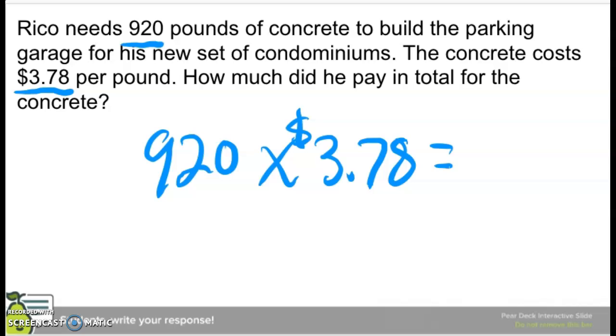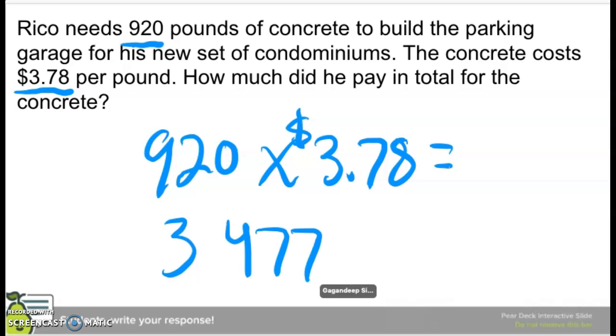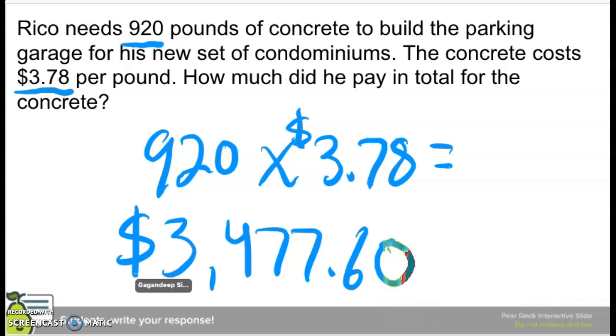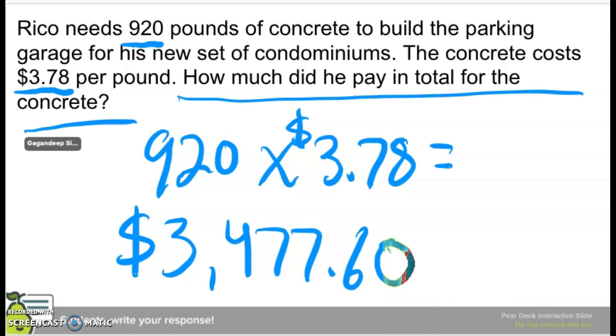So again, we're multiplying, and I get 3477.6. And it's 0.6, that's 60 cents, and it is money. So that's how much he paid in total for the concrete. That's our question. Always remember to answer the question, right?